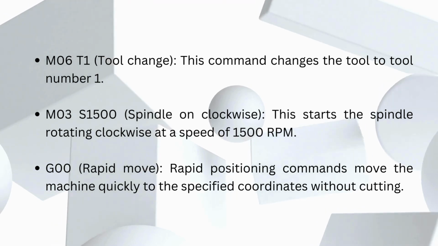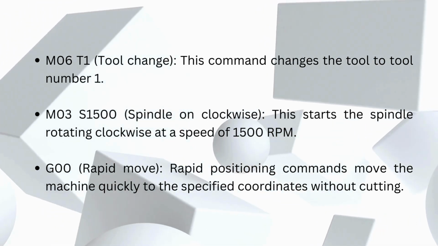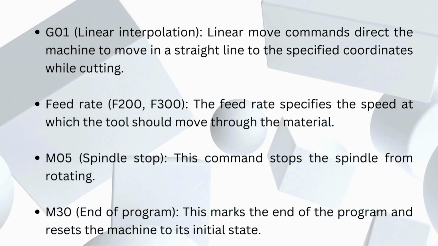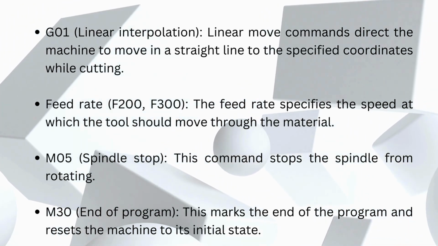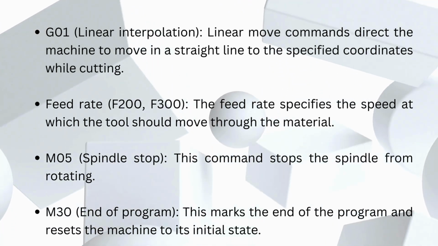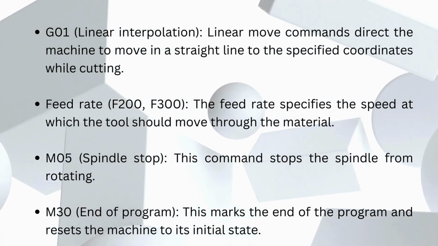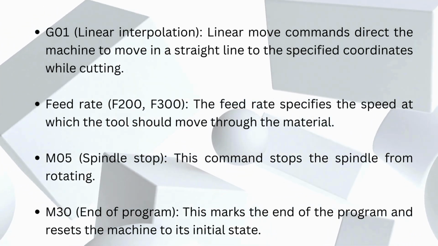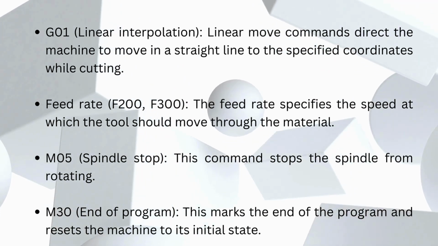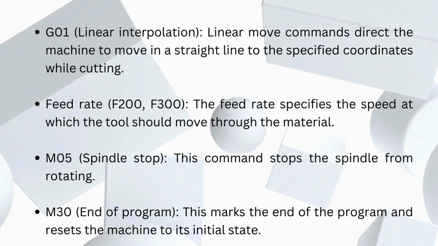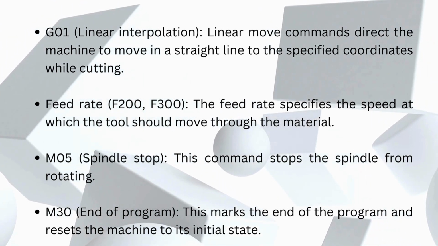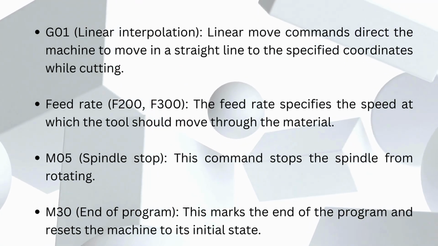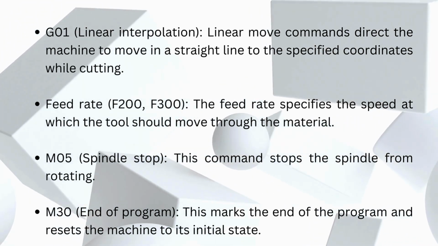G00, rapid move. Rapid positioning commands move the machine quickly to the specified coordinates without cutting. G01, linear interpolation. Linear move commands direct the machine to move in a straight line to the specified coordinates while cutting. Feed rate, F200, F300. The feed rate specifies the speed at which the tool should move through the material. M05, spindle stop. This command stops the spindle from rotating. M30, end of program. This marks the end of the program and resets the machine to its initial state.